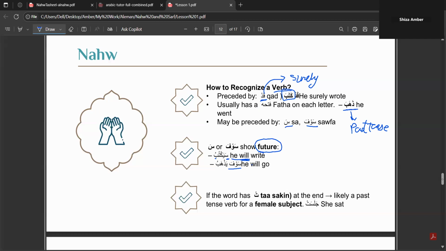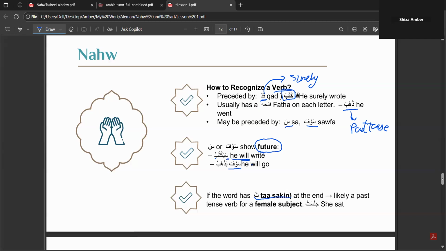And how do I understand that this is masculine or this is feminine? You will understand this later in Sarf. I'll do a class with you guys where you will identify the difference between masculine and feminine, because that's important. But as for now, just understand that if there is a seen or sawfa attached before a word, then that will be the future tense. Okay, understandable?